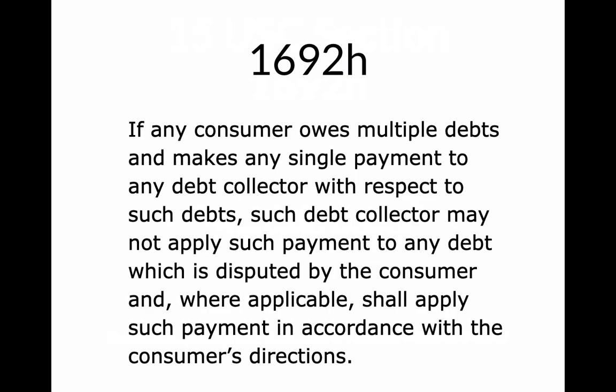So 1692h is talking about when you as a consumer have multiple debts and then you make a payment. How does the debt collector treat that payment coming in? Can they split it up any way they want? If you've got 3 debts and you pay $90, do they put 30 on each debt, or is it proportionate to the amount?